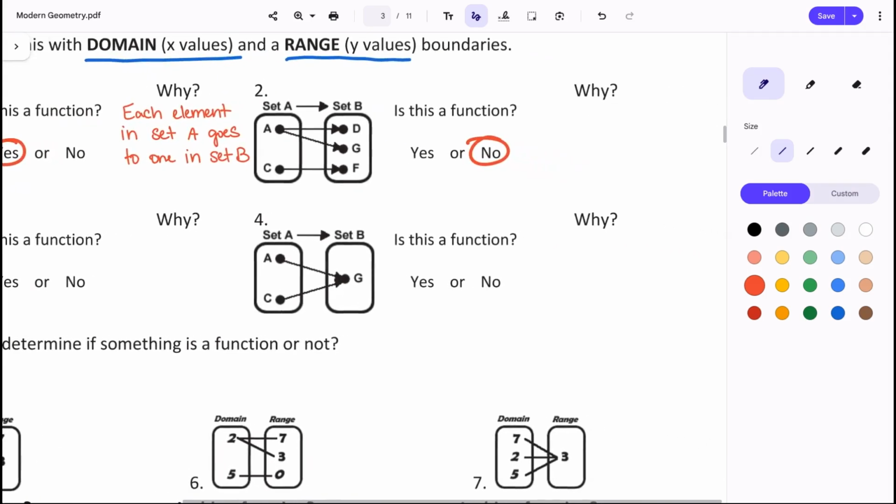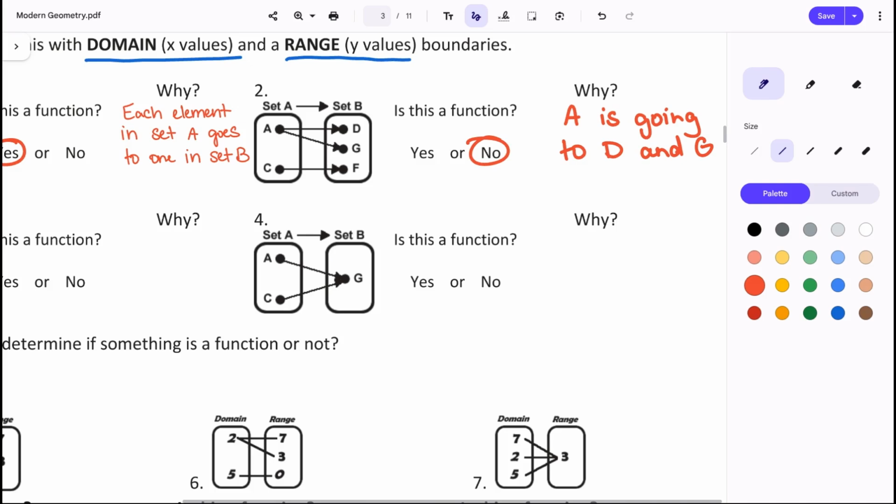And yes, our reason over here is because A is going to D and G. C is not the problem. C is going to its own place, and that's fine. C is not trying to be split, but they are trying to split A. That's what causes an issue right now, and so it's not considered a function. It's a different type of situation going on.